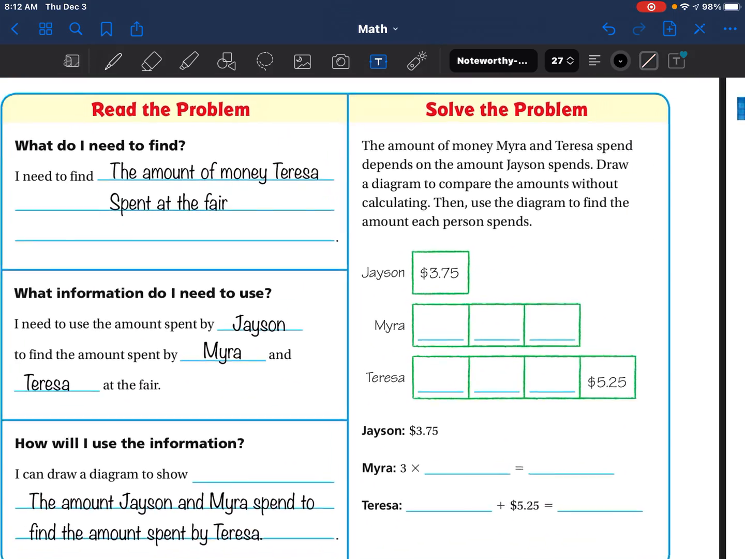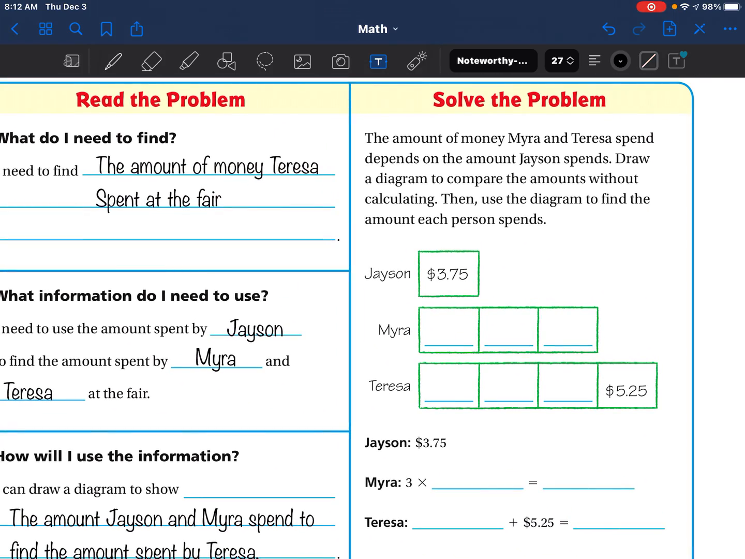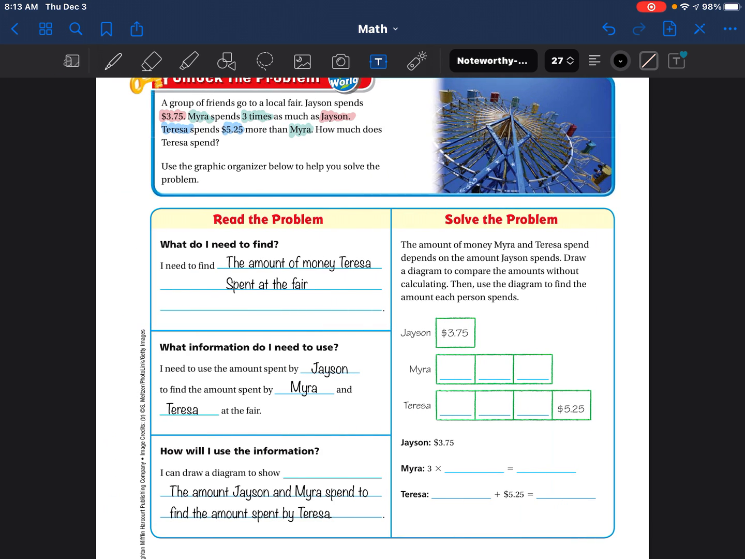So if you look over here to solve the problem, this graphic organizer is just like the graphic organizers we used before. The amount of money Myra and Teresa spend depends on the amount Jason spends. So he is kind of like our home base. Draw a diagram to compare the amounts without calculating. Then use the diagram to find the amount each person spends. So we know from the story problem that Jason spends $3.75. We don't know how much Myra spends, except we know that it's 3 times as much as Jason.